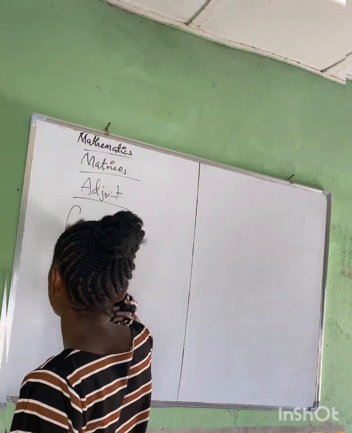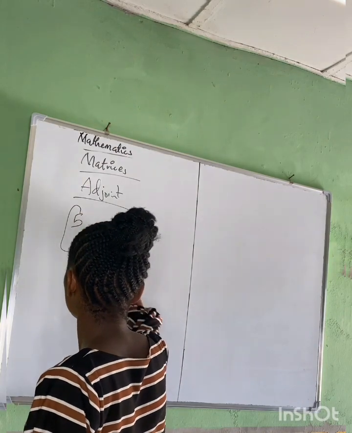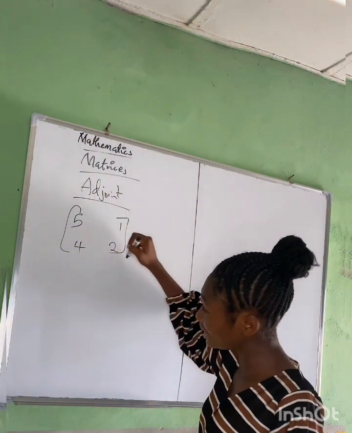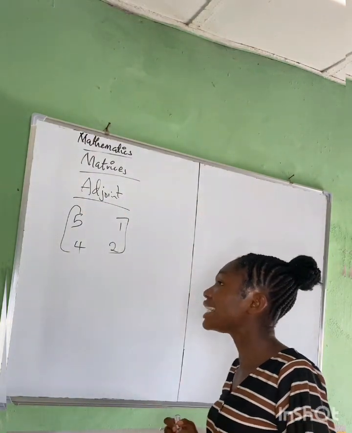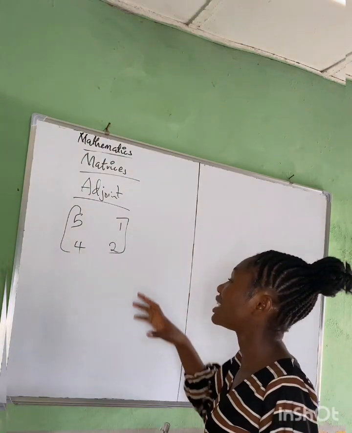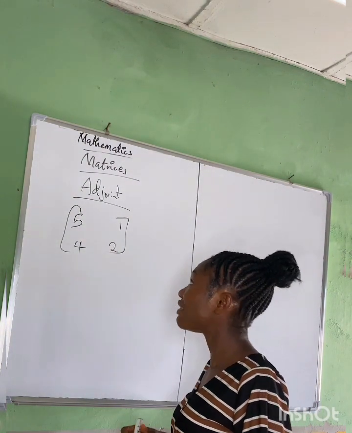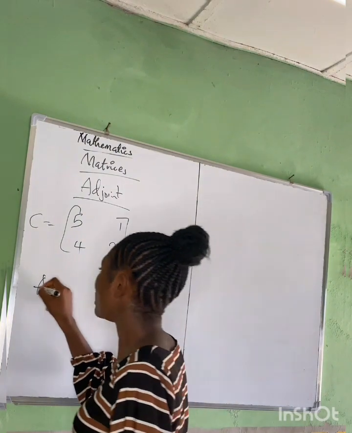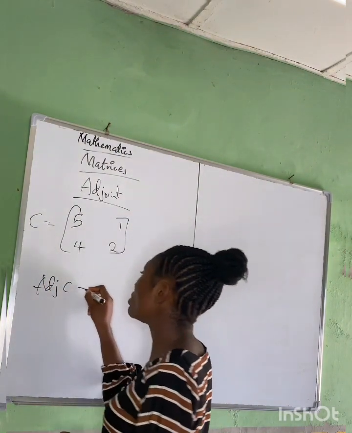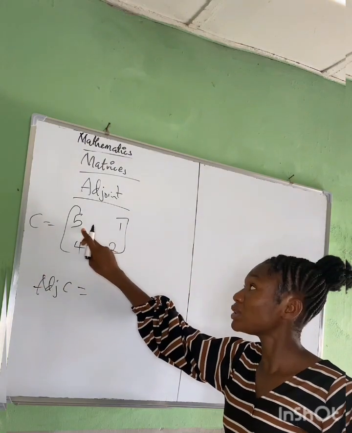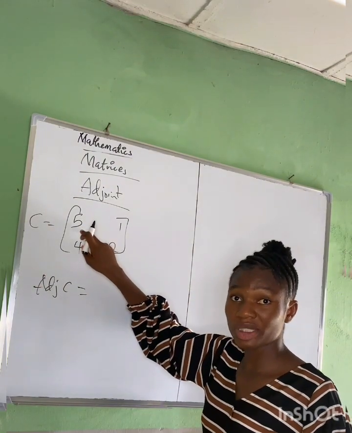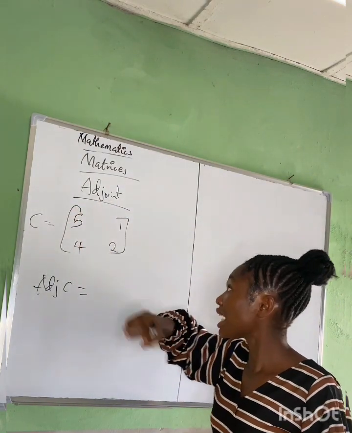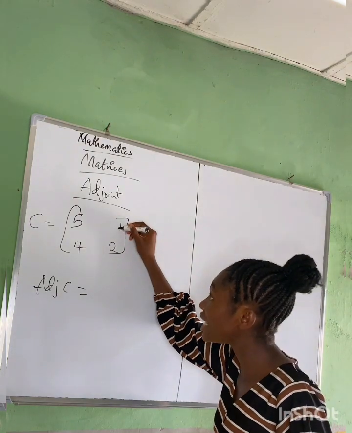I hope we still remember our principal diagonal, which is our main diagonal, and our minor diagonal. Now, when we want to have an adjoint for a 2 by 2 matrix, let's assume this is our matrix C. The first thing we do is interchange the elements of the principal diagonal. Interchanging means this one comes down and the one down comes up.